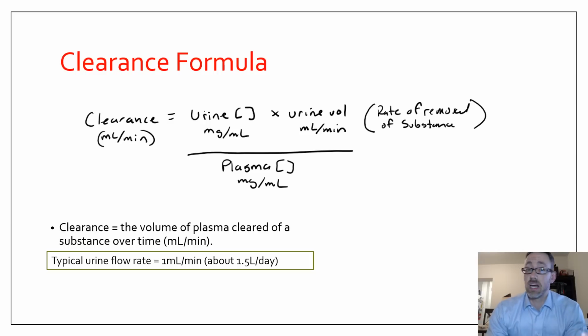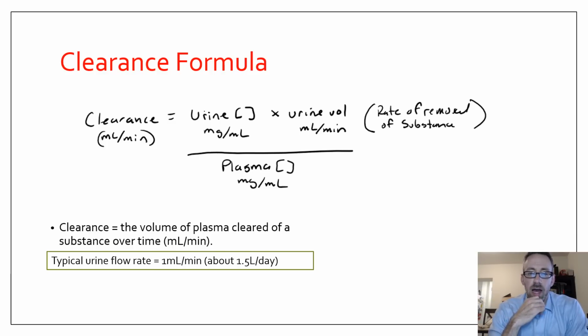Now, in order to make this calculation, we need to know this formula. Clearance is in mils per minute, because again, it's a rate, a volume that's being cleared every minute. It equals the urine concentration times the urine volume, or the rate of urine production. You might recognize that, urine concentration times urine volume, because we talked about it on the earlier slides. That represents the rate of excretion, or the rate of removal of a particular substance.